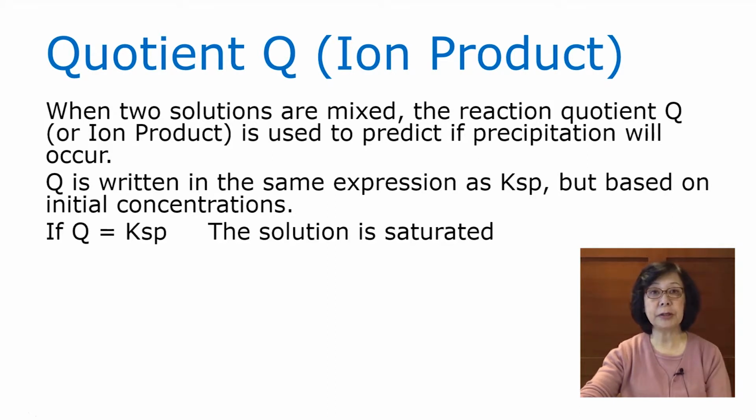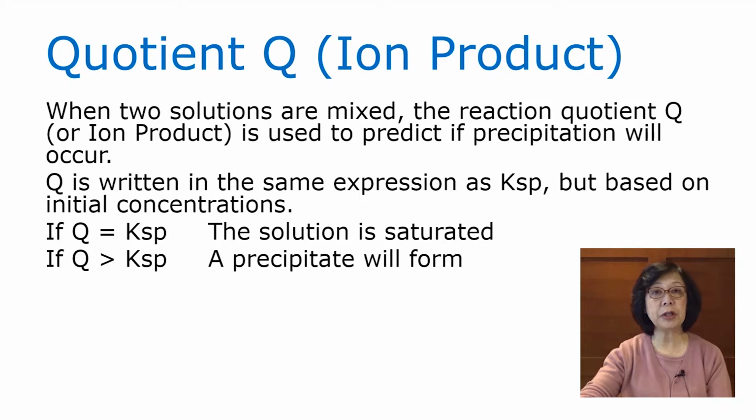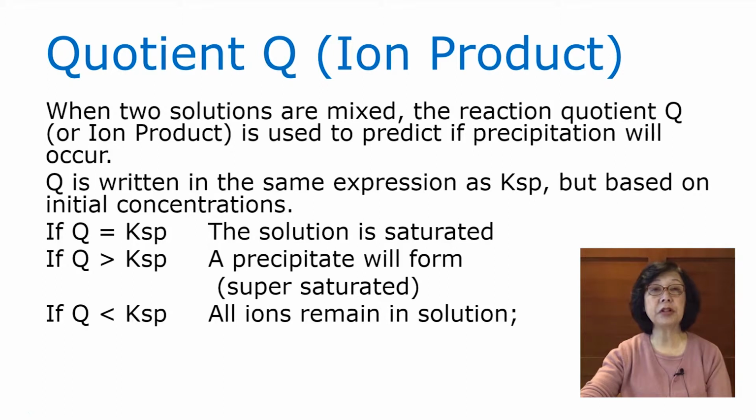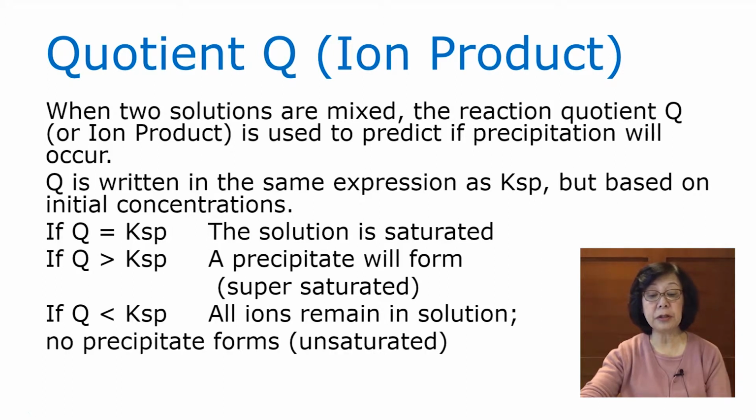If the quotient calculated is equal to KSP, that means the solution is saturated. If the quotient is greater than KSP, that means a precipitate will form, meaning forming a supersaturated solution. If the quotient is less than KSP, all the ions remain in solution and no precipitation will form. The solution is still unsaturated.